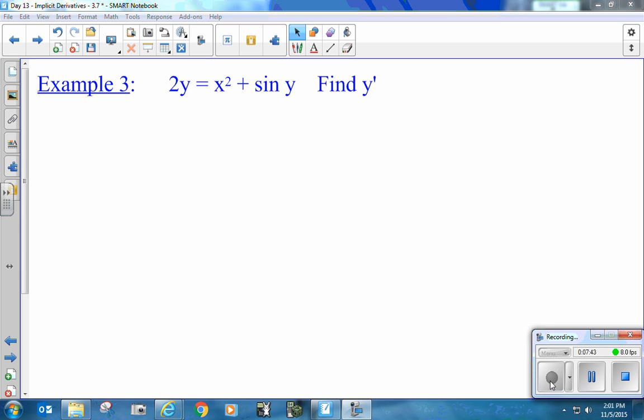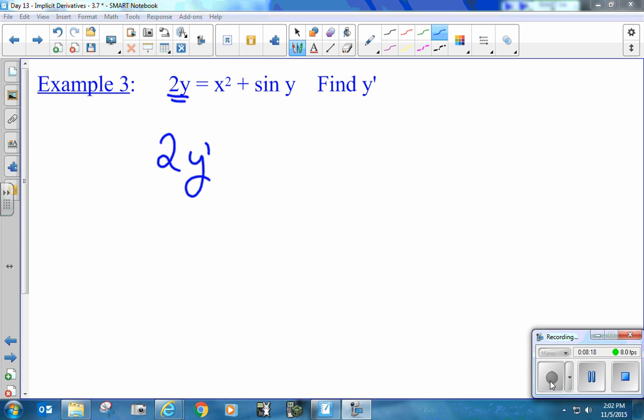All right, let's take a look at this next one. Example 3: 2y equals x squared plus sine of y. Find y prime. What's the derivative of 2y? It would be 2, but because it's a y, it's 2 times the derivative of y, dy/dx. I'm going to put a y prime here, just so you can see it. It's not different, just a different symbol.